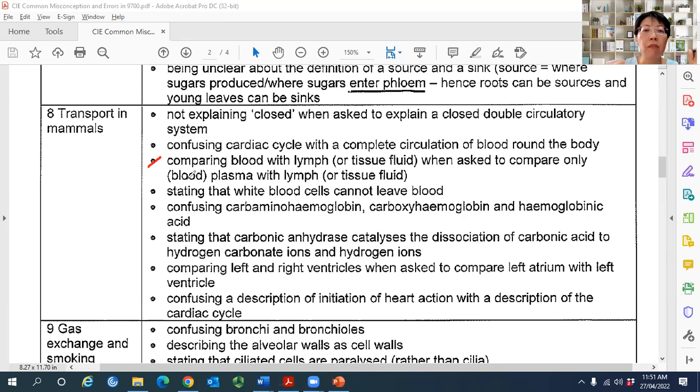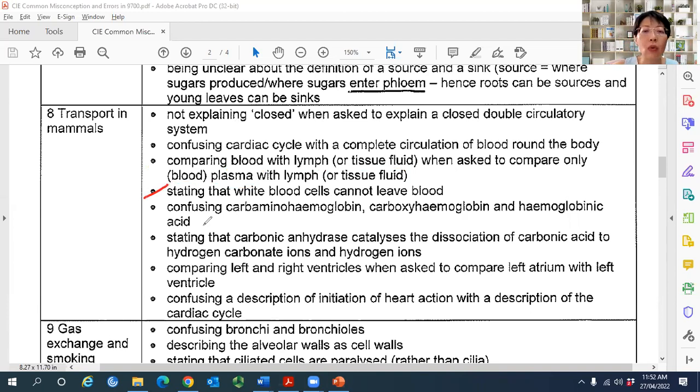Now, comparing blood with lymph, this one you all know. The blood flows in blood vessels. Lymph is a fluid that flows inside the lymph vessels. And then what is tissue fluid? What is blood plasma? What is the name of the fluid inside the blood vessel? It's not simply called the blood. The blood is divided into blood cells and blood plasma. So the fluid part is the blood plasma. So this you need to know.